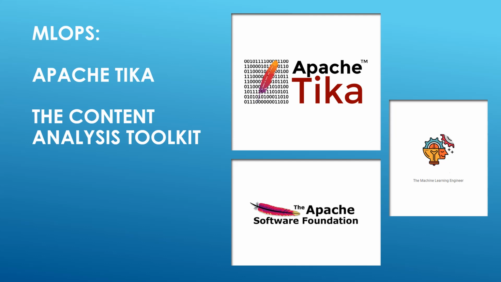Today we continue with the series of videos I'm doing about MLOps, and today we are gonna see the toolkit Apache Tika, which is a content analysis toolkit from Apache, which helps us to detect and extract metadata and text from over 1,000 different data types, like PPT, Excel, PDFs, video, images, etc.